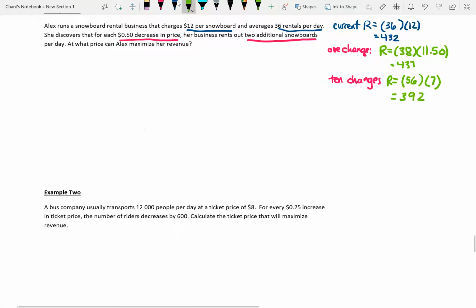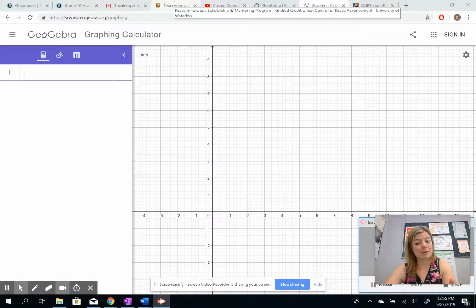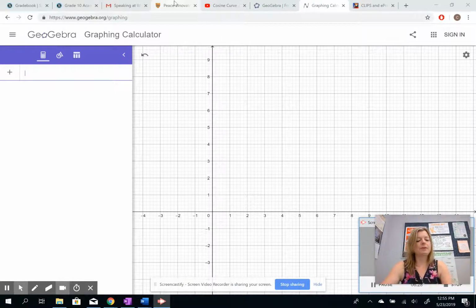So that's not good. Somewhere between changing it once and changing it 10 times, there must be a number of changes that gives the maximum revenue. One way of doing this would be to try it out with a table of values, guess and check. That works for questions that have exact solutions. But when you get to grade 11, the questions will be a lot more complicated with decimal solutions, and a table of values really won't help you. You'll need to do the actual quadratic method. So that's what I'm going to show you now.